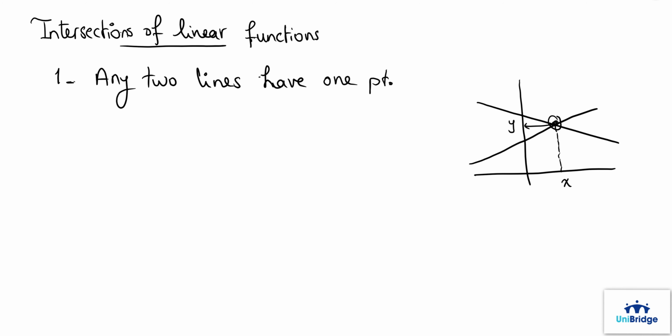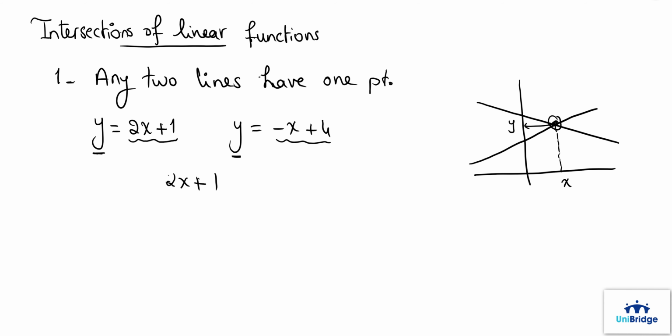So how do you find the intersection? You need to get the equation of the first line. Let's say it's y equal to 2x plus 1. And you need to get the equation of the second line, which let's say is y equal negative x plus 4. At the point of intersection, you know that this y is going to be the same as this y, because they're common. So you can equate these two equations together. You're going to get that 2x plus 1 is equal to negative x plus 4.